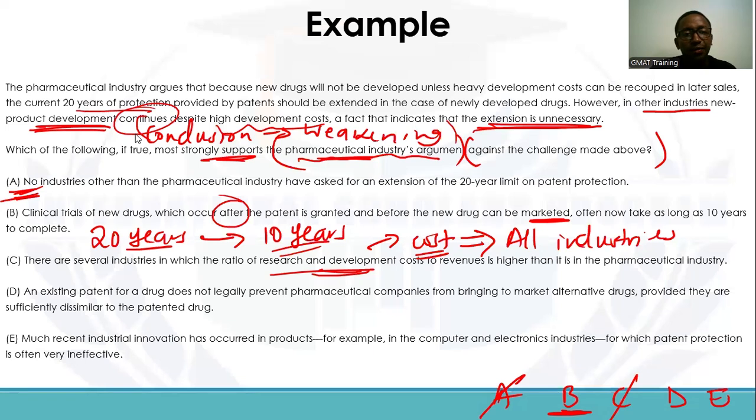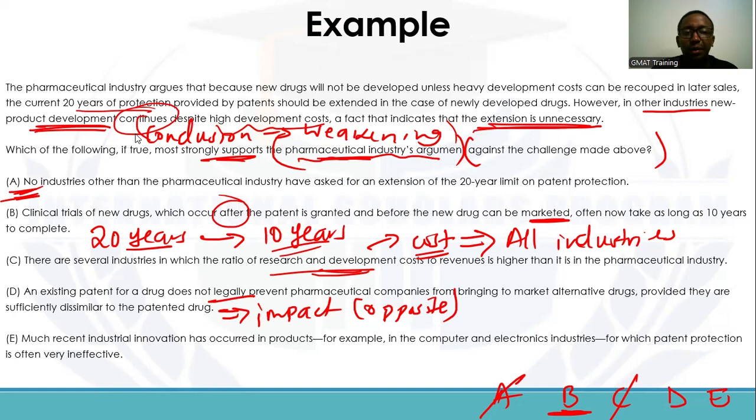Then D, an existing patent for a drug does not legally prevent pharmaceutical companies from bringing to market alternative drugs, provided they are sufficiently dissimilar to the patented drug. So this has an impact, but with an opposite effect. Why? Because it shows that there is actually no need for a patent. Why? Because a patent is supposed to protect your product so that no company copies your idea.